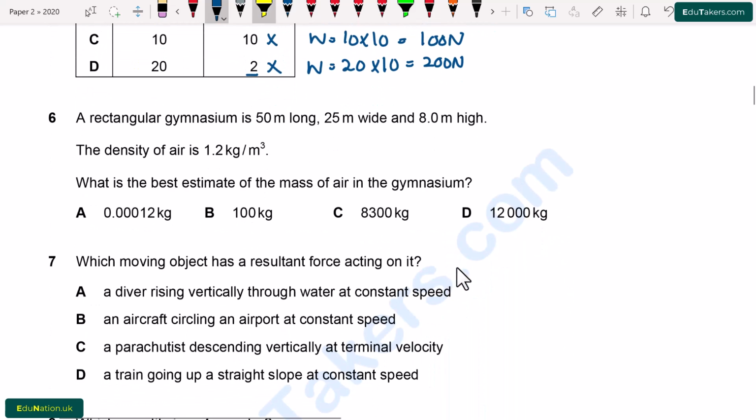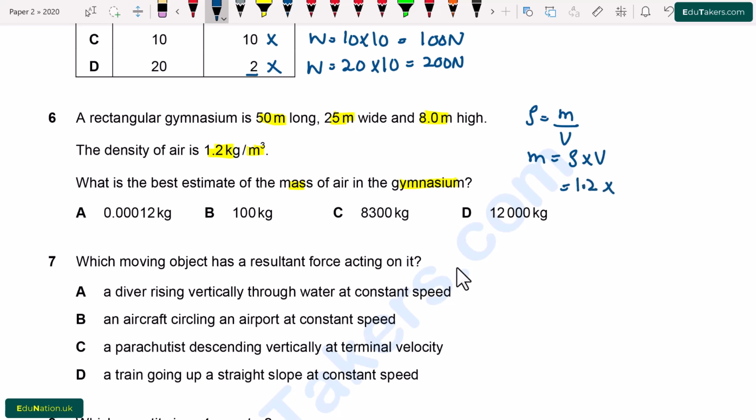Question number 6. A rectangular gymnasium is 50 meter long, 25 meter wide and 8.0 meter height. The density of the air is 1.2 kg per meter cube. What is the best estimate of the mass of the air in the gymnasium? So here we have to find out the value of mass. Density is also given. So I write here density is equal to mass over volume, and mass is equal to density multiplied by volume. So density is 1.2.